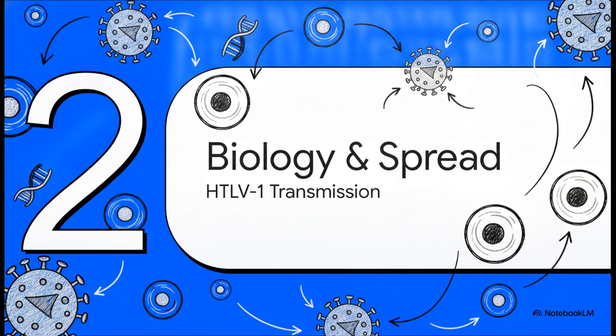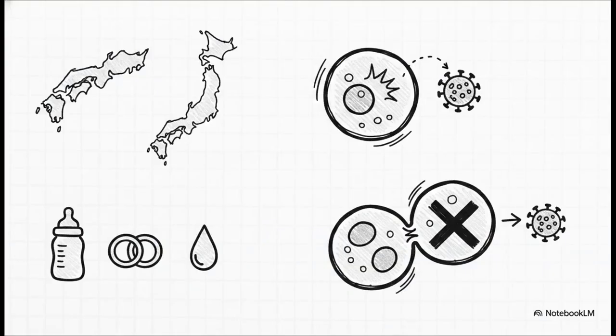Moving right along to Section 2, HTLV1 biology and transmission. Let's get into the specifics of our pathogen. Pay close attention to these geographic hotspots. If your question stem mentions a patient from southwestern Japan, like Okinawa, or maybe the Caribbean basin, your brain needs to immediately scream HTLV1. For cellular entry, it primarily targets CD4 plus T cells using the GLUT1 or glucose transporter 1 receptor.